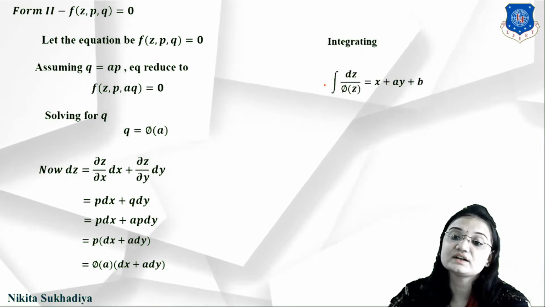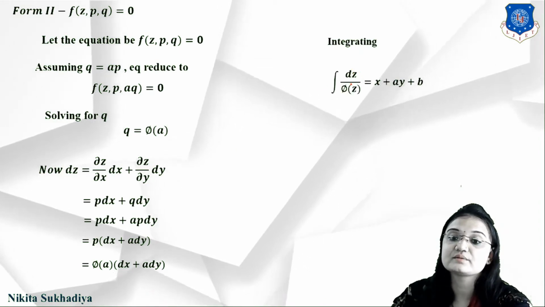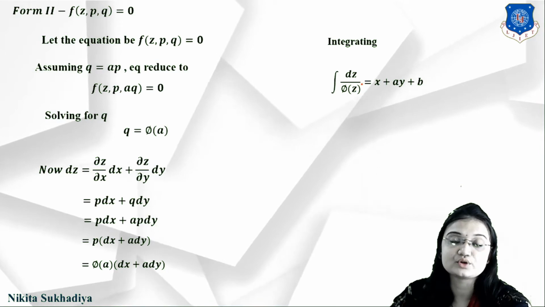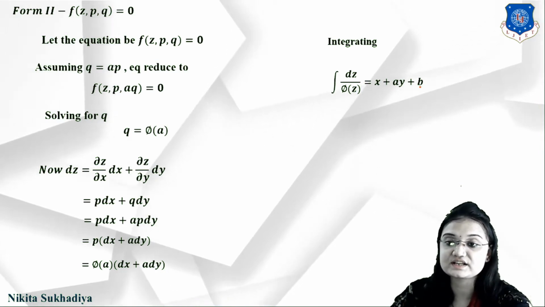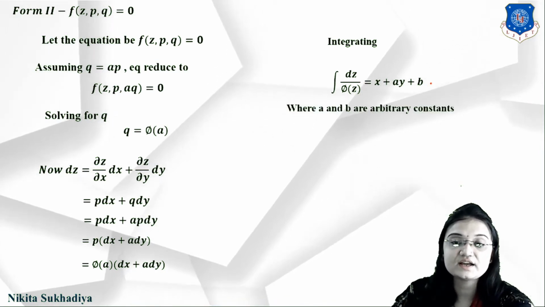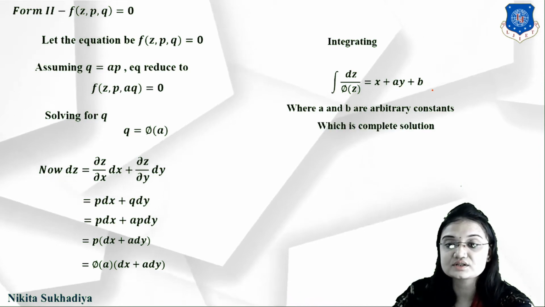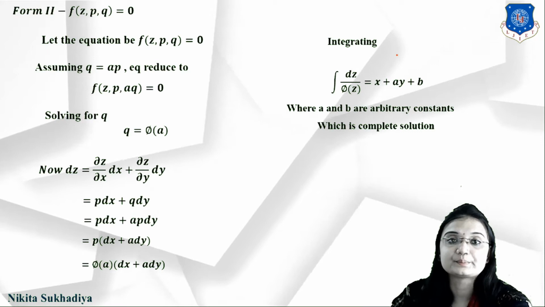Now integrating both sides, this will become the integration of dz upon phi of z is equal to x plus ay plus b, where a and b both are arbitrary constants. Which is our complete solution.